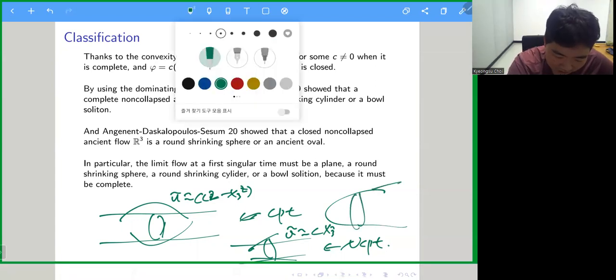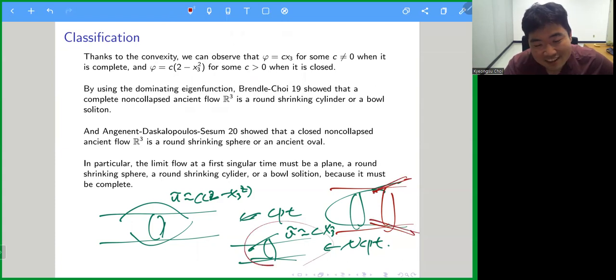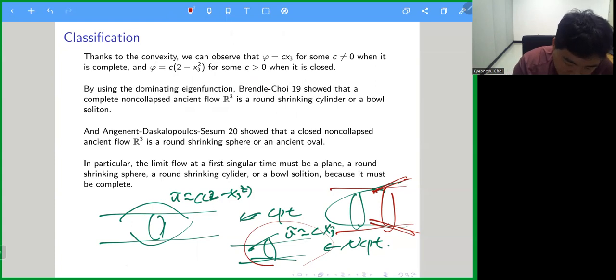You can see that if I do an asymptotic cylinder, then around the center, it looks like the graph of this x3. Okay? So somehow we can actually show that in this case, it must be a Bryant soliton. And then in the other case, if you see Angenent-Daskalopoulos-Sesum section 20, this actually says that the solution is the so-called ancient oval.